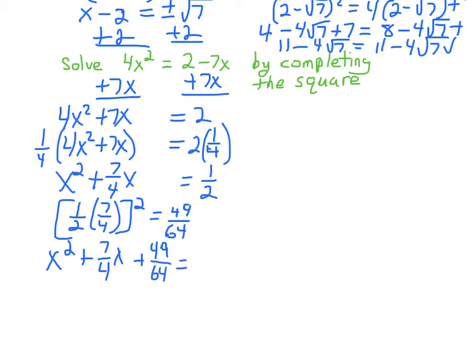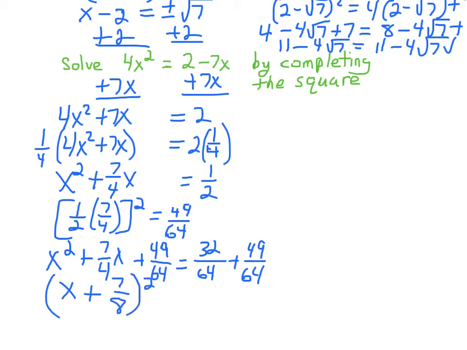And I'm going to make 1/2 32/64 plus 49/64, and that will get me factoring of x plus 7/8, the quantity squared, equals 81/64.